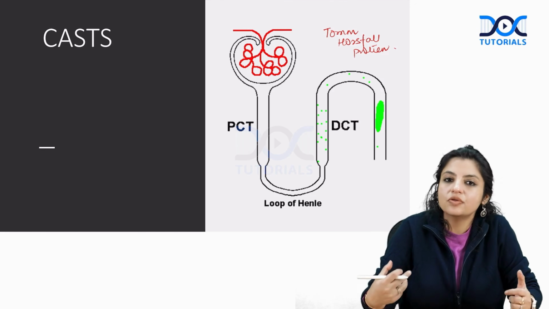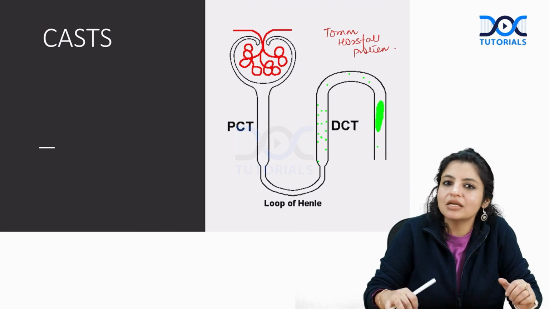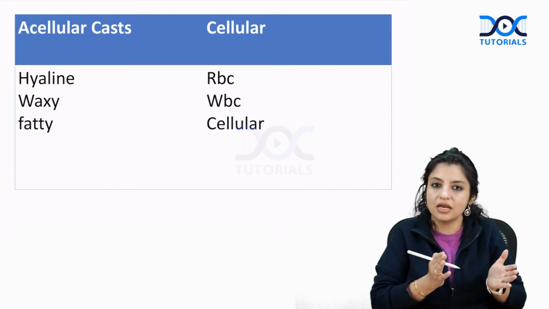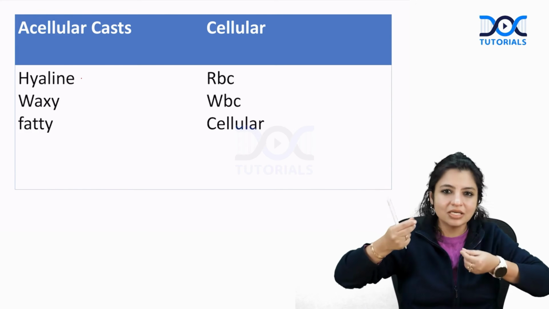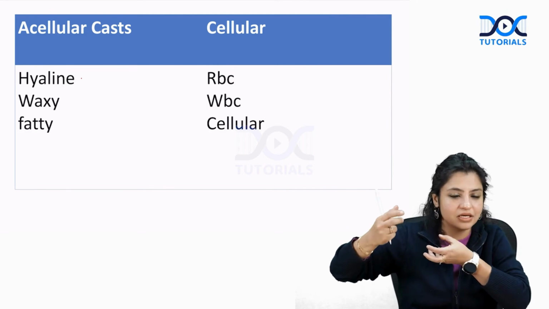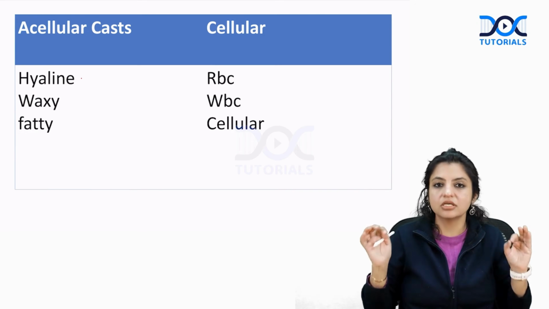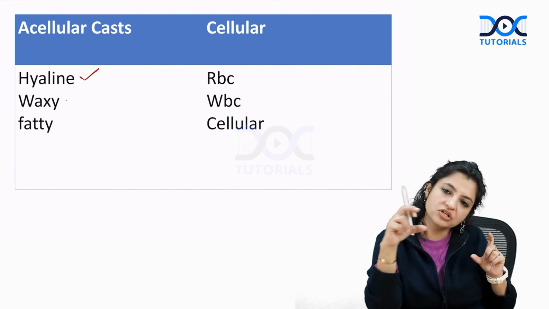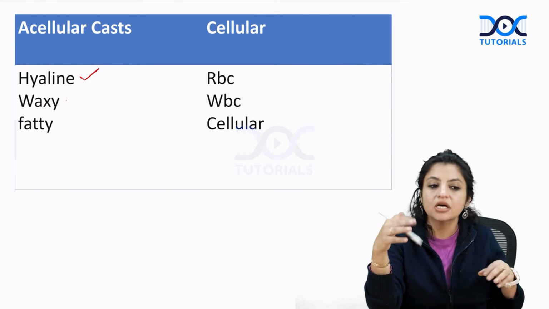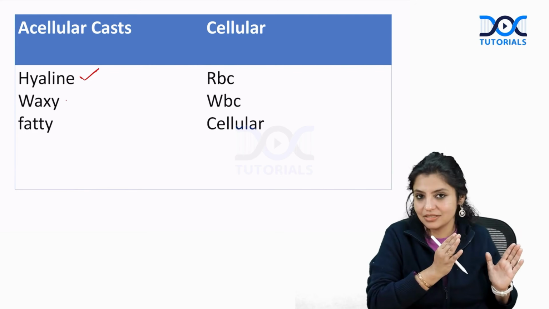Now whenever we talk about something coming out, it can be acellular, that is, nothing is there in that cast. It's just Tamm-Horsfall protein which is coming out with some secretions. You don't see cells in it. That is called an acellular cast. The most common cast in humans is the hyaline cast. This is Tamm-Horsfall protein with some secretions. These are seen even when we do strenuous exercise.